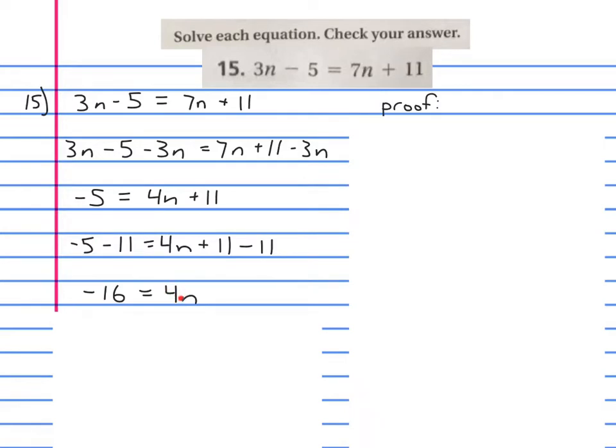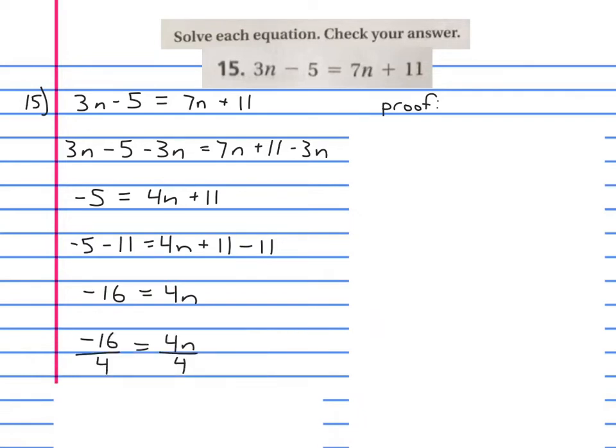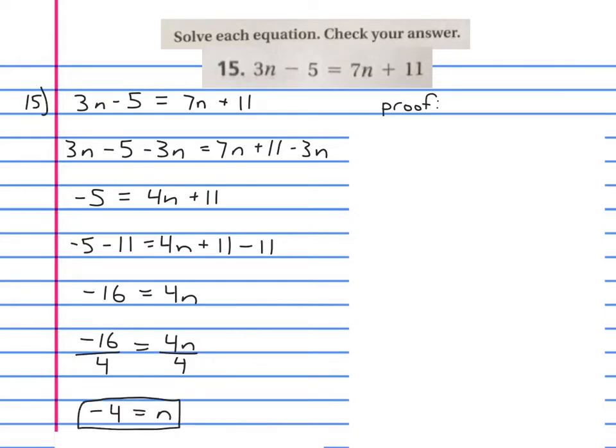Now what's happening to n? It's being multiplied by 4. The inverse operation is divided by 4, so we divide both sides by 4. And when we simplify, we get negative 4 equals n.